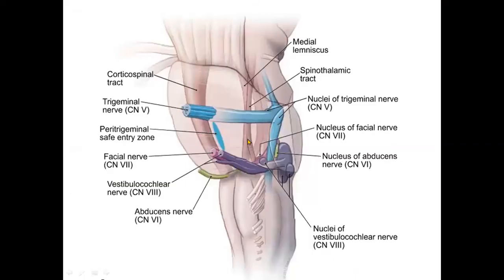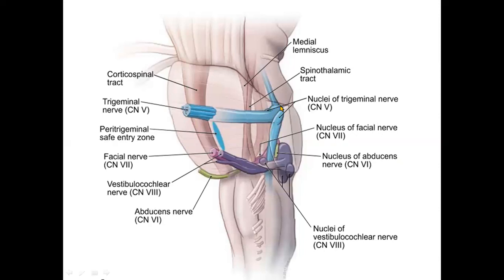Here is another picture from an atlas of the brainstem. This is the trigeminal nerve. Here is the complex of the facial nerve and the vestibulocochlear nerve. Between them, we can make an incision for the safe entry zone. It's called the peritrigeminal safe entry zone.